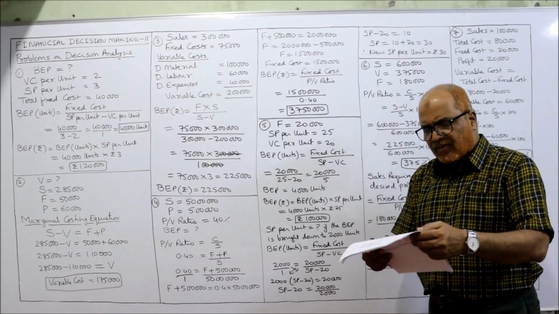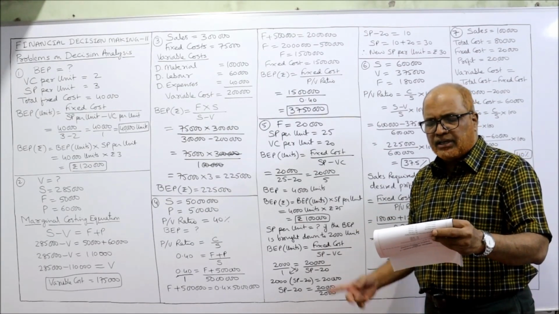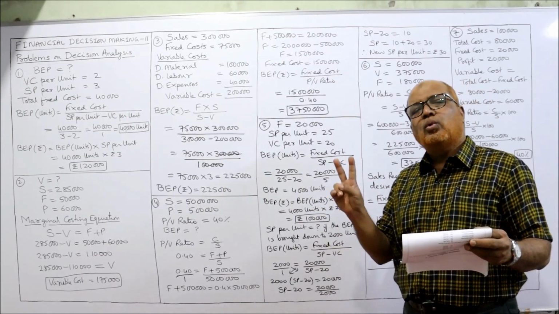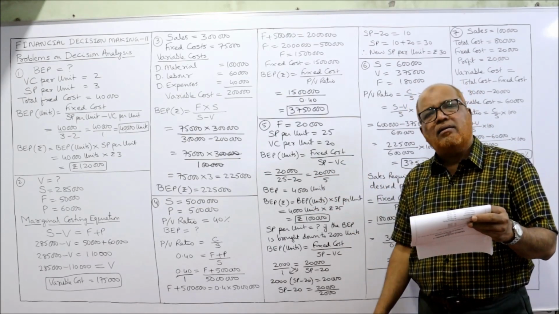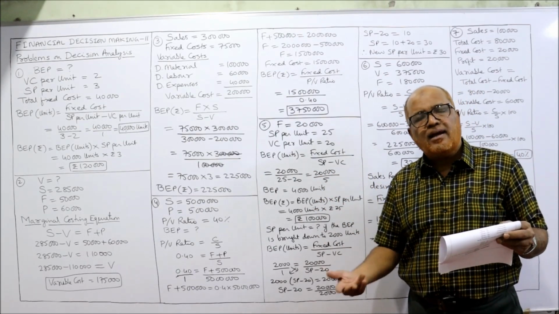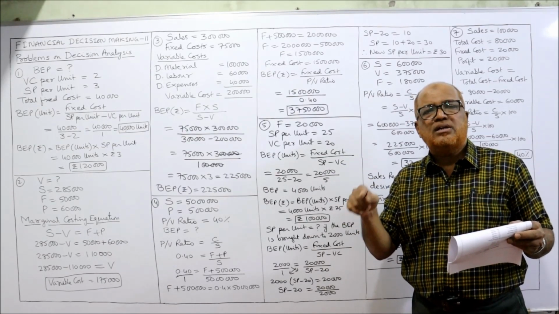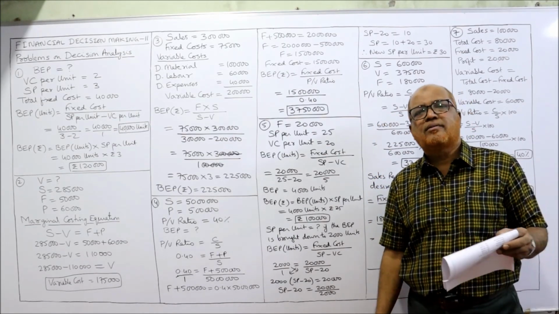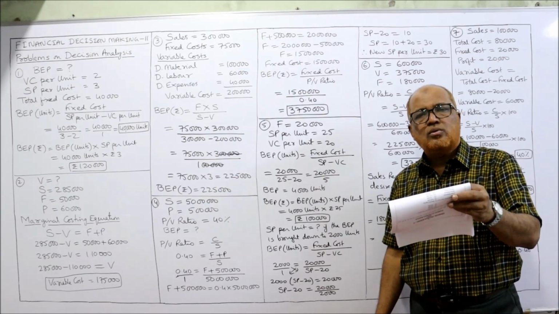Problem number 5. From the following data, find out BEP and the selling price per unit if the BEP is brought down to 2000 units. So two different questions are there. The first question is asking you to calculate the BEP. And the second question is asking you what is the new selling price per unit if the BEP is brought down to 2000 units. The information given in the problem is fixed expenses are 20,000 rupees.